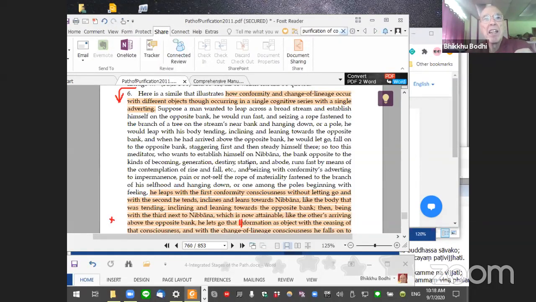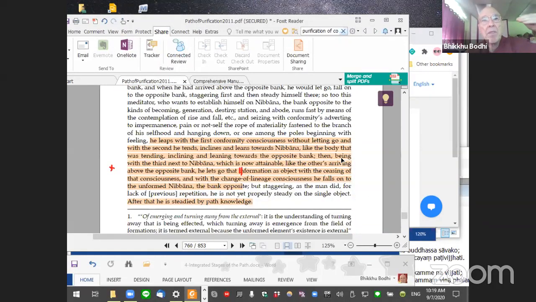And so he runs fast by means of the insight knowledges, starting with contemplation of rise and fall, then with conformity knowledge, he grabs hold of the rope of materiality fastened to the branch of his selfhood and hanging down. Not so clear. Let's say he grabs hold of the rope of conformity knowledge, which is contemplating impermanence, suffering, or non-self. And then he leaps with the first conformity consciousness. He leaps with the first conformity consciousness, and with the second conformity consciousness, he moves towards Nibbana like the body of the man moving towards the far bank.